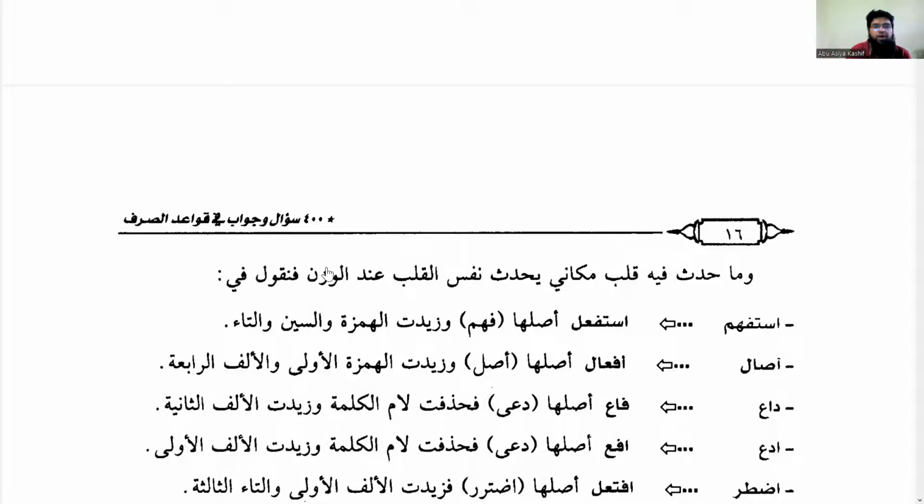So if there's a qalb makani, what is qalb makani? Well, the middle letter goes at the end, or the end letter becomes first, or whatever. There's a change in places of the letters. Then you do the same in the awzan.